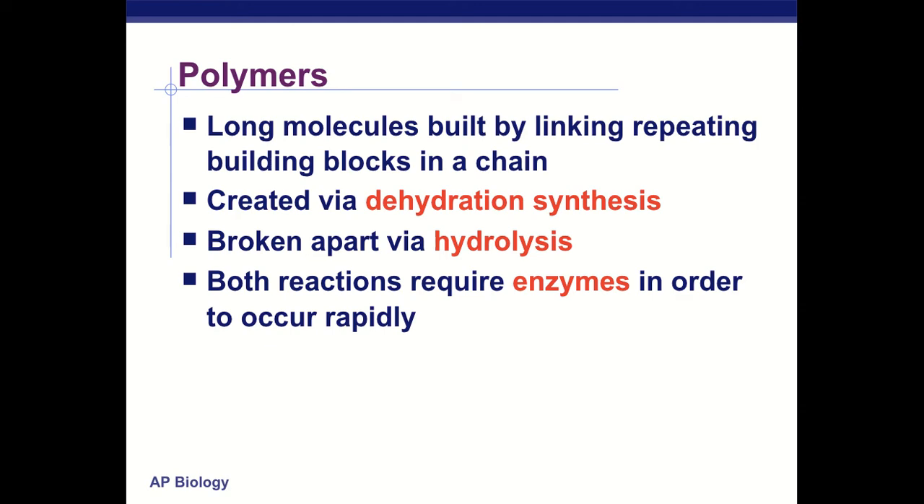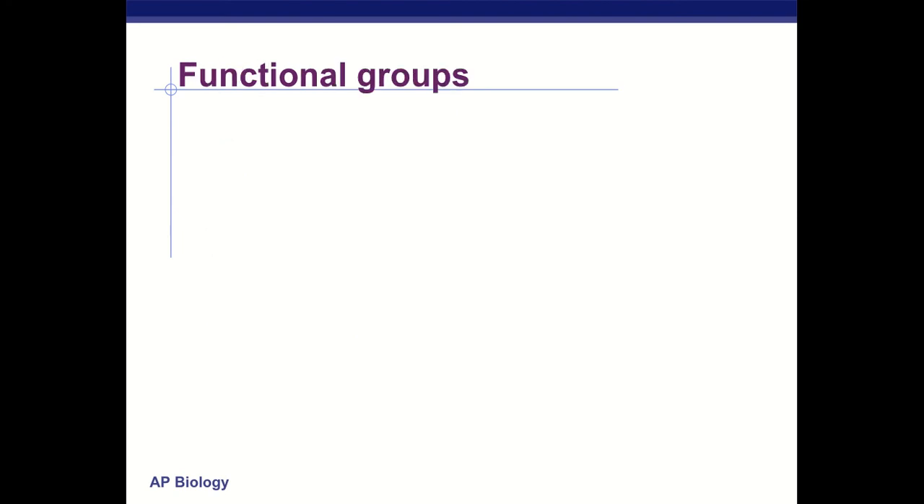So these reactions would eventually happen on their own, but the rate at which we need them to happen would be too slow without enzymes, and we would die because millions of chemical reactions are happening in our body every second. And the speed at which they need to happen in order to keep us alive requires enzymes to do that.